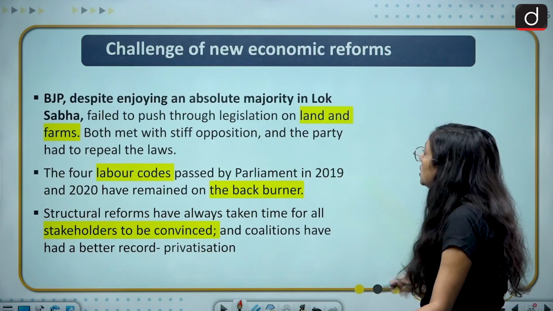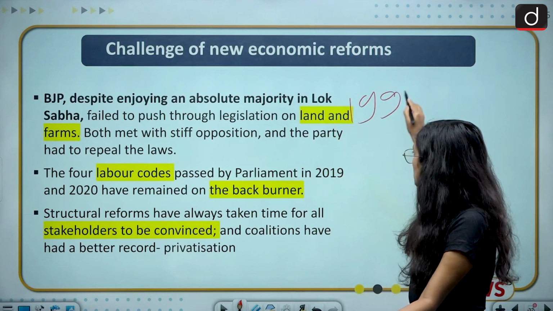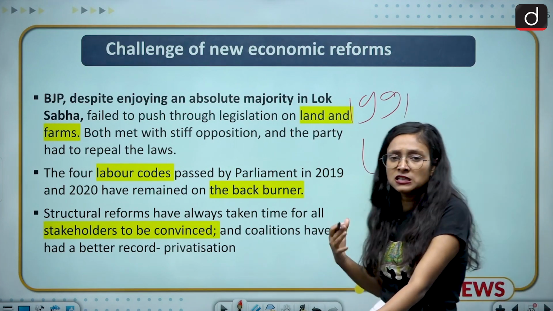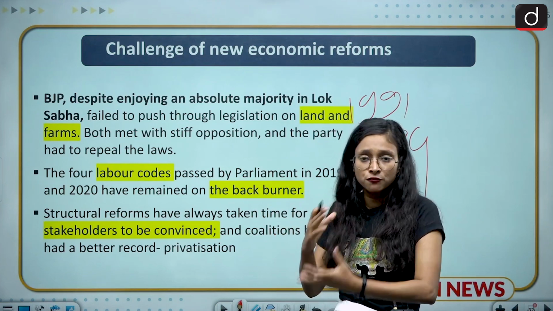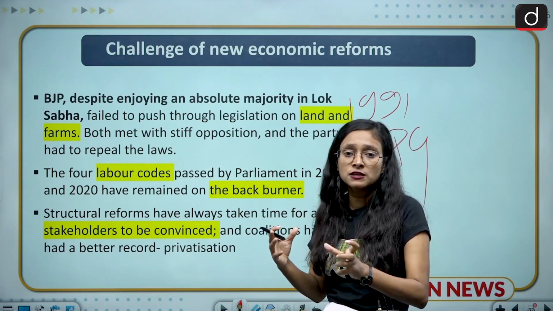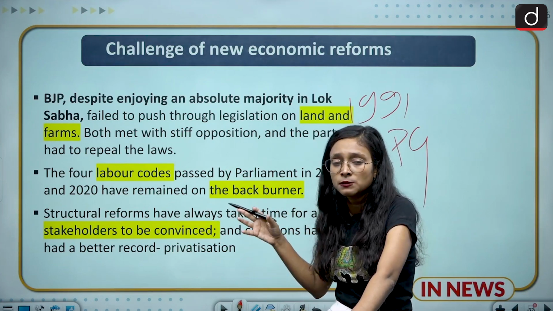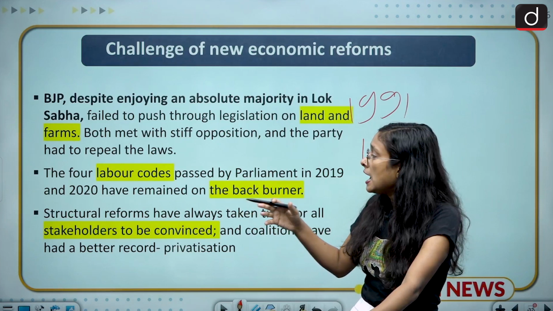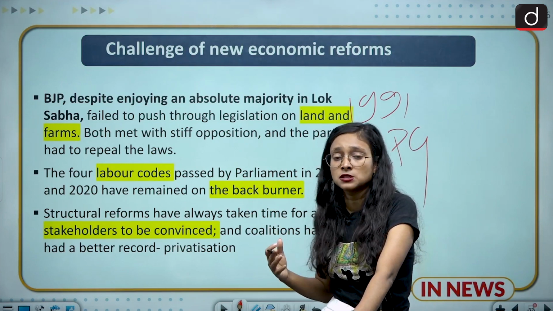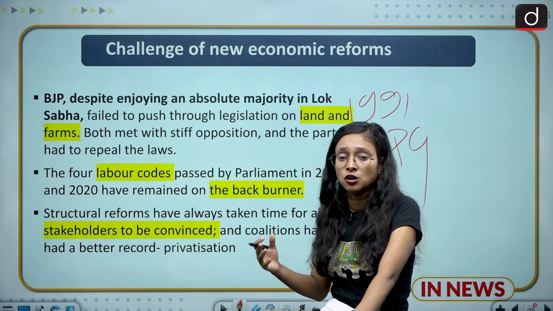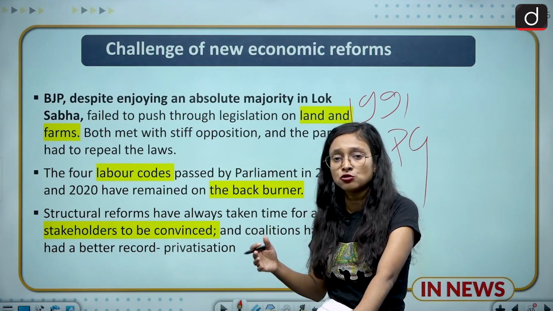Then we come to the challenges of new economic reforms. Since 1991, when LPG was introduced into India, whether it was a UPA or NDA government, there has always been a policy of reforms. Every government always looks forward to reform policy, and there was a reformist nature in economic issues. So right now also there will be more emphasis on economic issues. But what we have seen in the past is that, because of political and social pressures, there was a striking down of laws by the BJP government. The three laws they introduced, the farmers were not happy, so they had to repeal those laws.